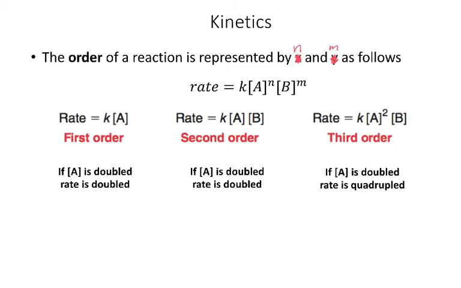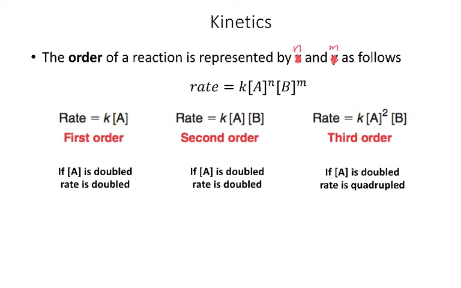The order of the reaction is represented by these exponents on the concentrations of the reactants. Some of the terminology we use: if there is only a 1 exponent, then the reaction is first order. In this case, this reaction is first order with respect to A and first order with respect to B, but when I add the orders together, it gives me the overall order of the reaction. So 1 plus 1 is 2, so this is second order overall. Or this reaction would be third order overall.